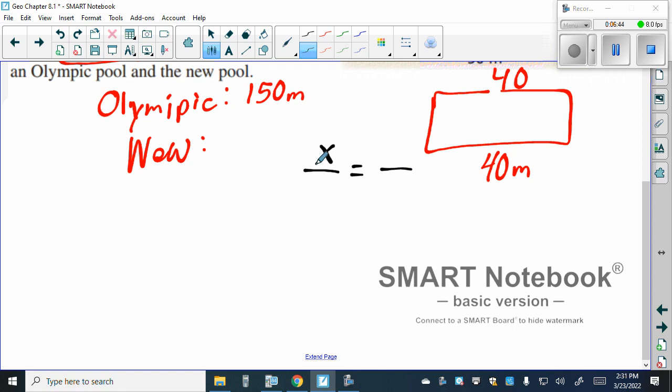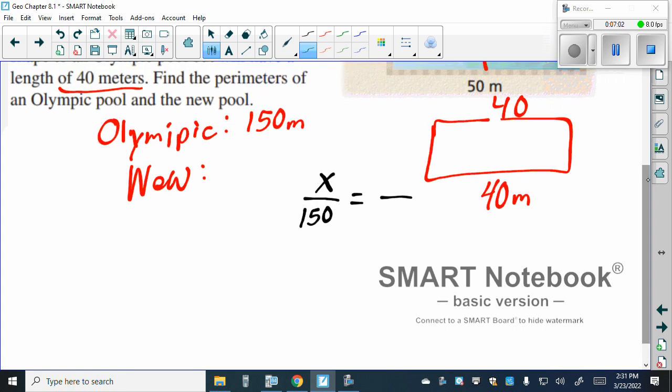Because I can say the perimeter of the new pool over what? 150, because that's the perimeter of the other one. Yes, the Olympic is 150. We want the perimeter of the new one. So we say the new perimeter over 150 is equal to what over what? 40 over 50. Yes. Perimeter over perimeter is equal to width over width, because that's the only dimension they gave us, yes? Now what do we need to do to get x by itself?